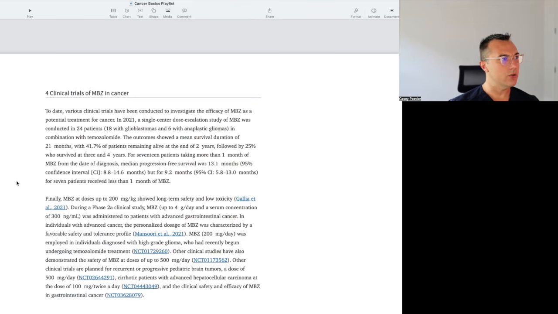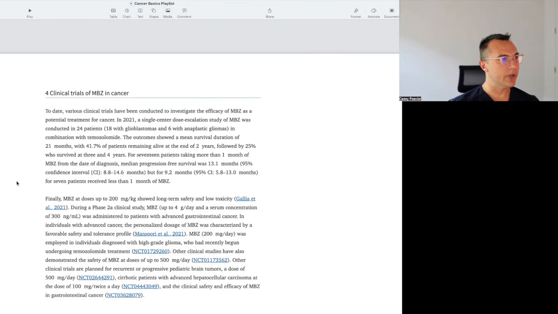During a phase 2A clinical study, mebendazole up to 4 grams per day and a serum concentration of 300 nanograms per ml was administered to patients with advanced gastrointestinal cancer. In individuals with advanced cancer, the personalized dosage of mebendazole was characterized by a favorable safety and tolerance profile.